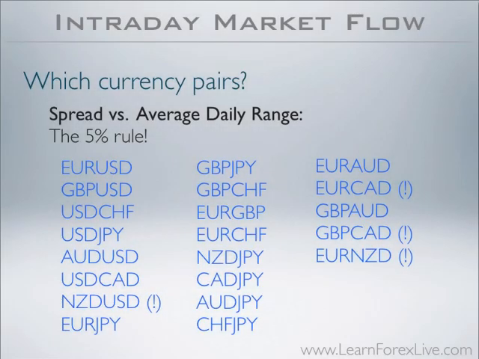Now, that's all for this video. Now you know which currency pairs we are going to try the intraday market flow system on: all those currency pairs fulfilling the 5% rule, and those are the ones that we are going to be focusing on from now on.